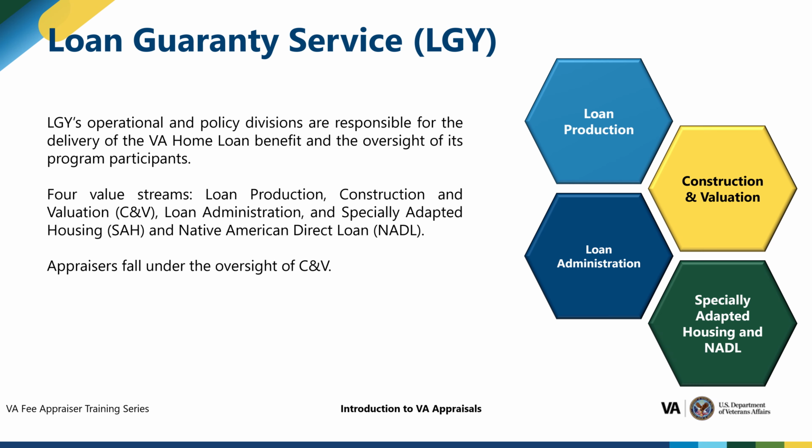Loan production conducts oversight of the lenders that originate VA home loans. Construction and valuation, C&V, conducts oversight of VA's fee panel appraisers and lender staff appraisal reviewers, SARs. Loan administration performs oversight of delinquent loan servicing. SAH administers the Specially Adapted Housing Grant and Special Home Adaptation Grant.